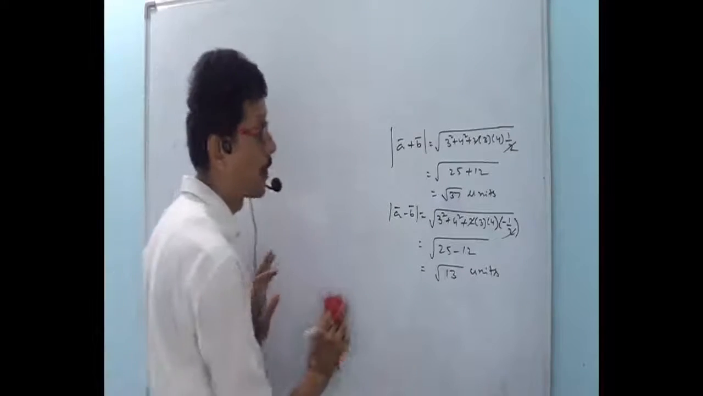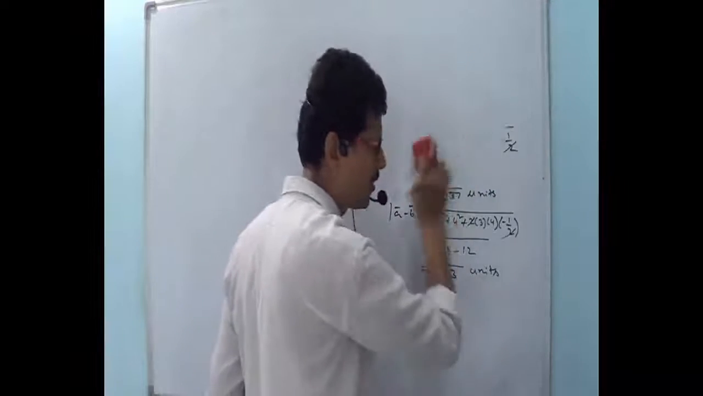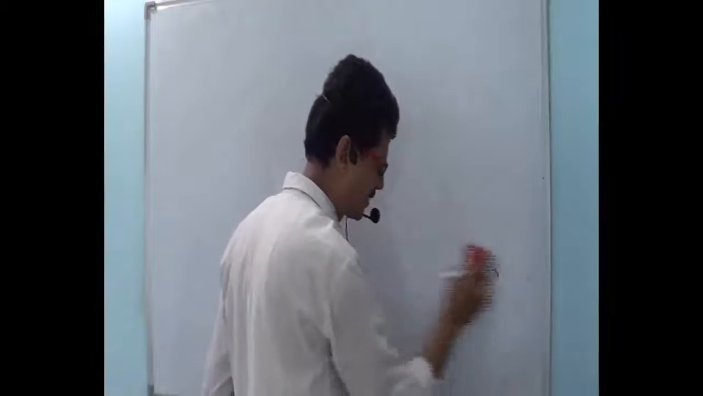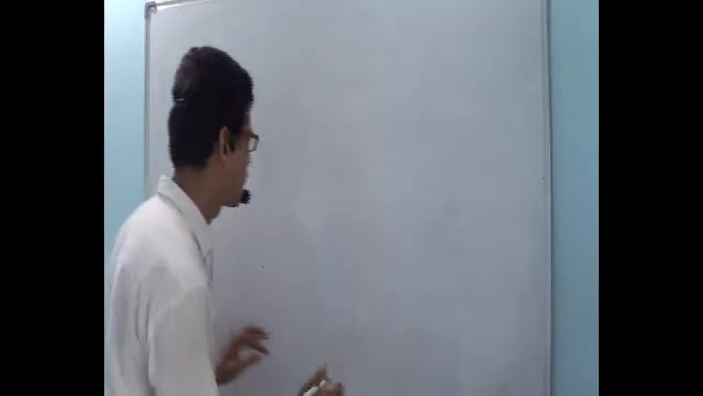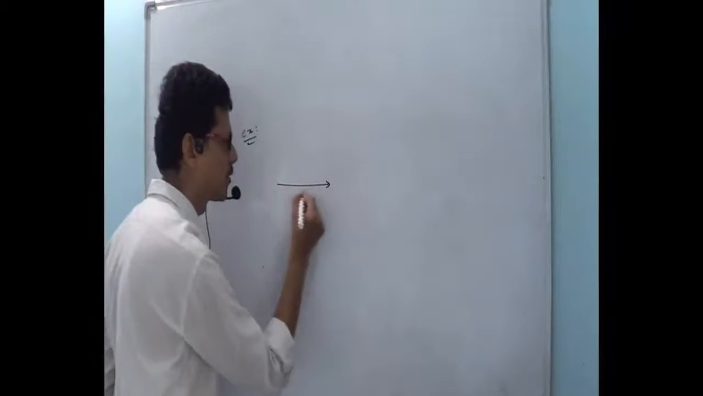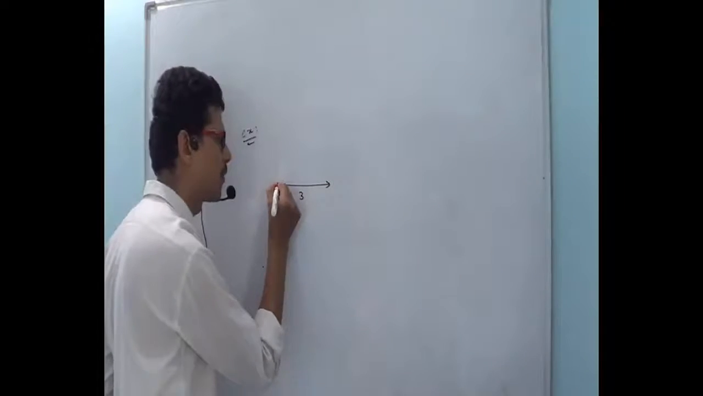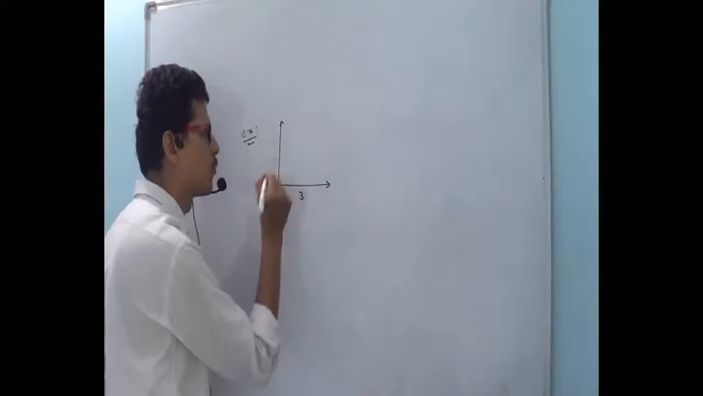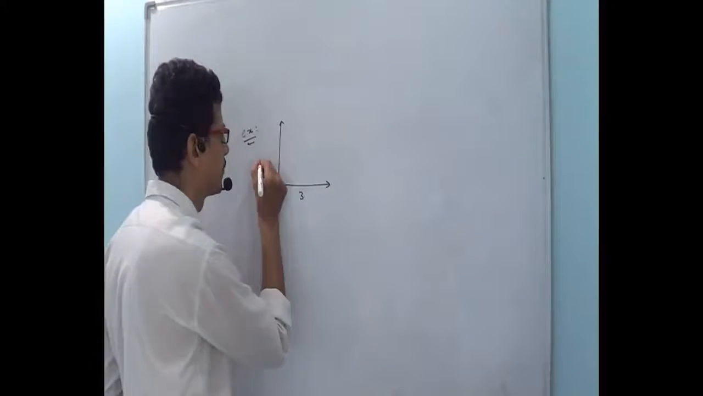So, we discussed this triangle of vectors. Suppose, another example I will take. Suppose I have a 3 units vector like this, and another vector like this, a 4 units vector.